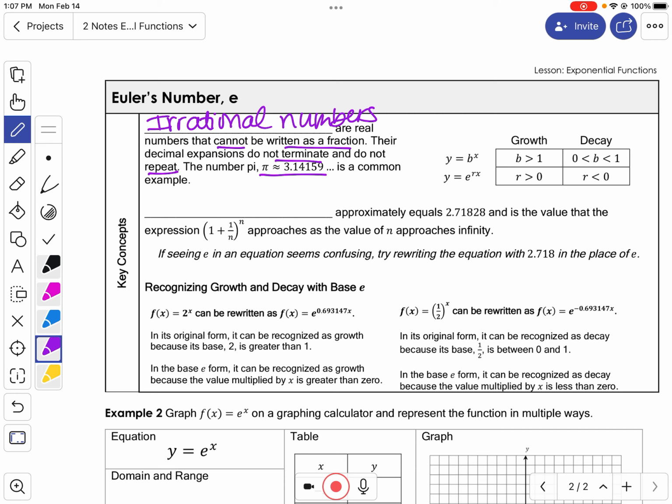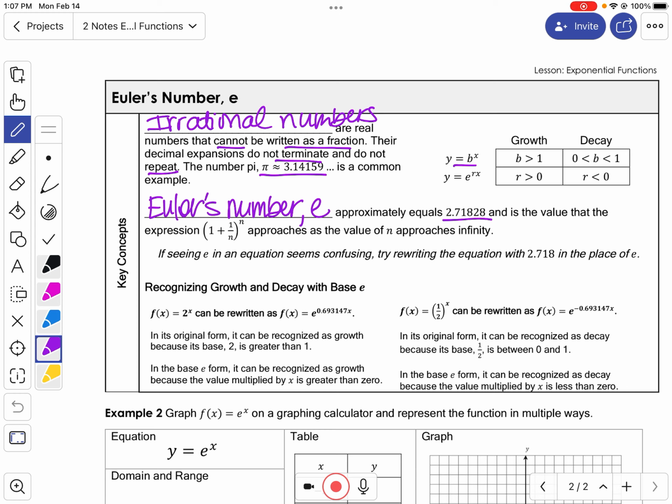Now we're going to look at Euler's number, which is very similar to pi. Euler's number is e. It is approximately equal to 2.71828, and then it keeps going, okay? There is actually an e button on your calculator that we're going to be looking at in a second.